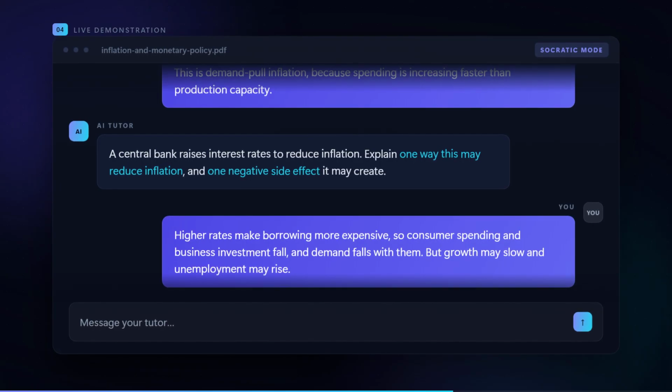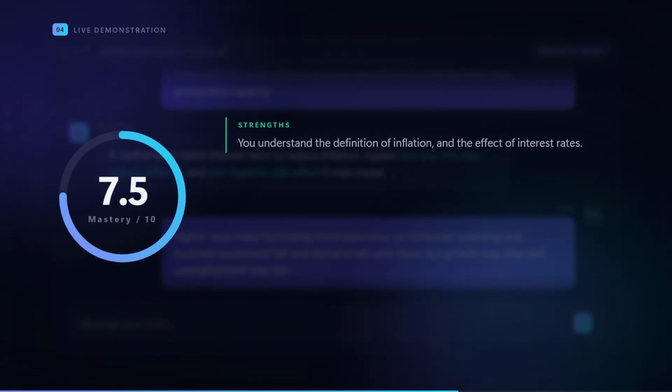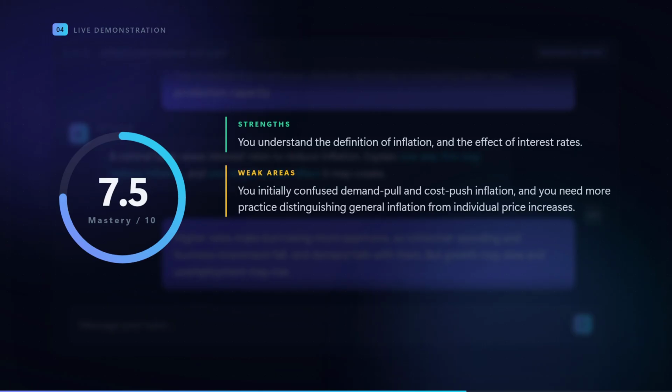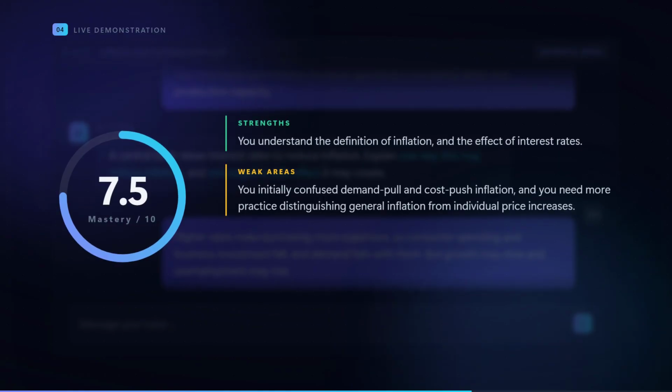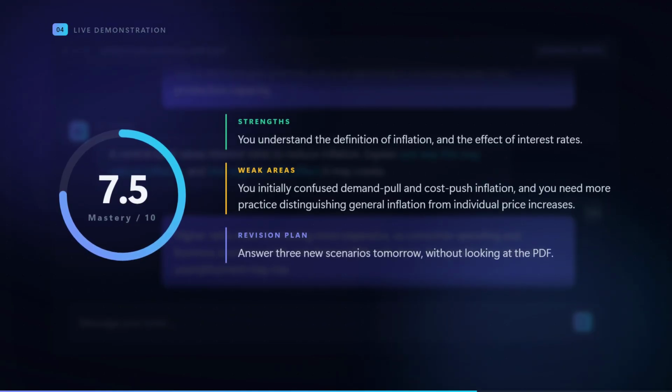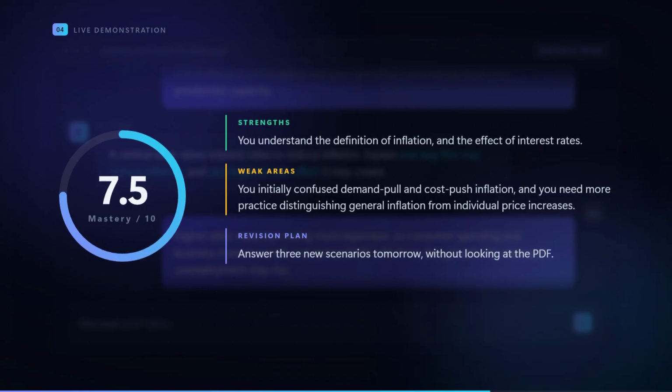At the end, the AI might say, "Mastery score, 7.5 out of 10. Strengths, you understand the definition of inflation and the effect of interest rates. Weak areas, you initially confused demand-pull and cost-push inflation, and you need more practice distinguishing general inflation from individual price increases. Revision plan, answer 3 new scenarios tomorrow without looking at the PDF." Now I know exactly what to revise, not the entire 40-page document, just the concepts where my reasoning broke down.